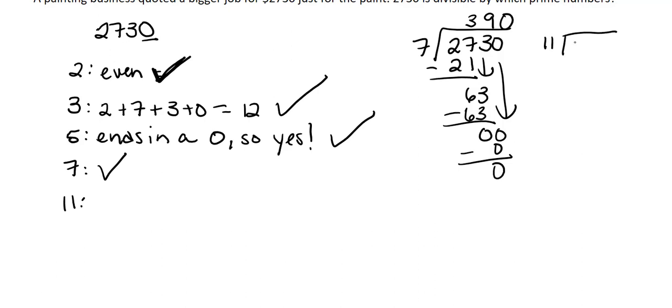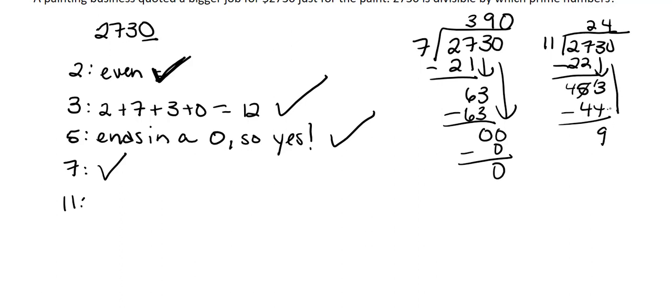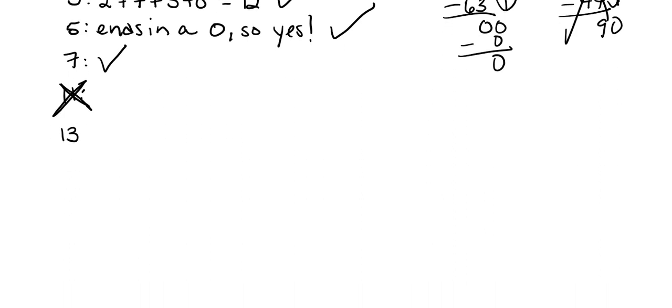Then the next number would be 11. 11 can go into 27 2 times. We subtract, we get 5. Bring down the 3. Well, 11 can go into 53 4 times. That's 44. We subtract, we get 9. Bring down the other 0. Well, 11 can't go into 90 evenly. So this does not work out, and we can cancel that out. Let's look at 13 now.